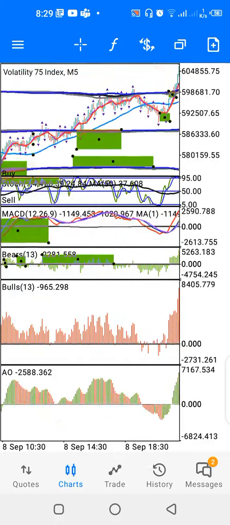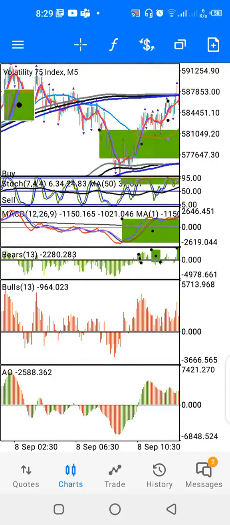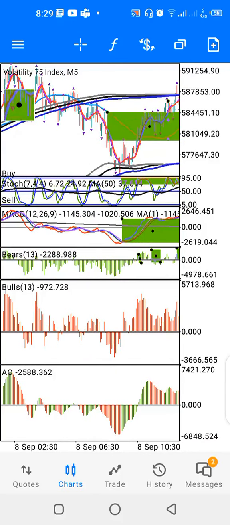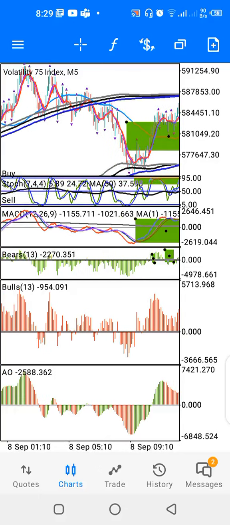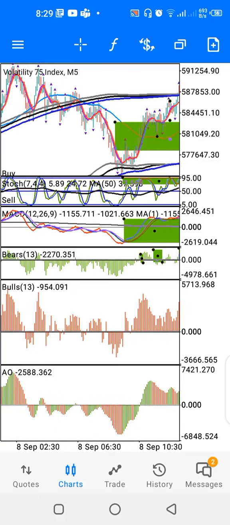Okay, let's look at another example. This is a swing low. Okay, confirmation around here. Test of the 95 level around here. Crossover of all other lines above the black line and the 0 level around here.